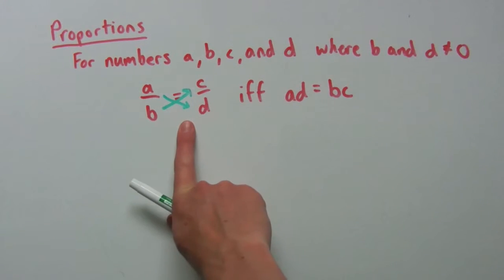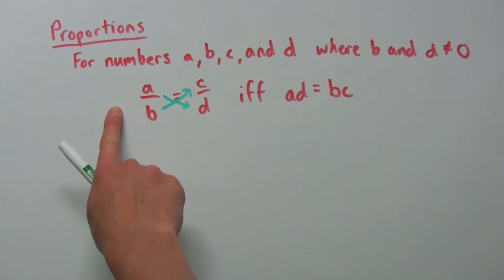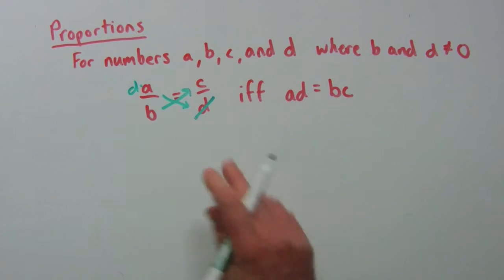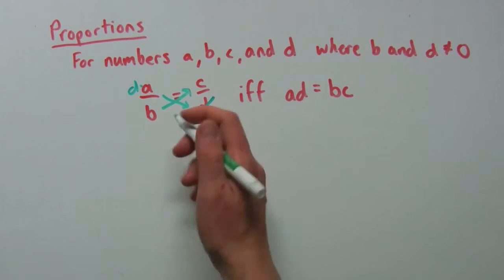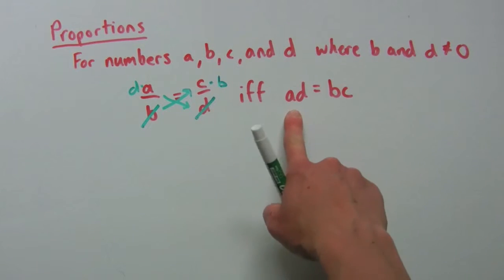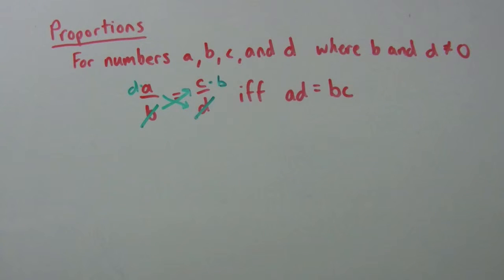And cross multiplication is simply getting b and d out of the denominators. Multiplying both sides by d cancels out this d, and gives you a d with the a. Multiplying both sides by b cancels out this b, and gives you a b with the c. AD equals BC. And that's a proportion. Now let's talk about similar polygons, and then we'll relate those to proportions.